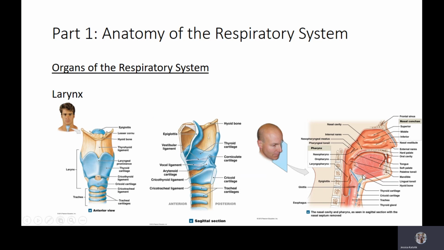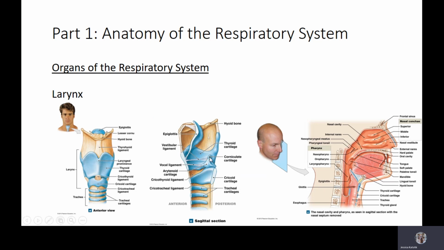If we go to the sagittal cross-section of the head again, we can see over here these blue cartilages on the diagram. This would be the thyroid cartilage. Here and here would be the cricoid cartilage. And here we have the epiglottis. As we swallow food, the epiglottis will close over the larynx and direct the food into the esophagus, so we can make sure that the food is not going into the larynx or the trachea, and the airway remains unobstructed.